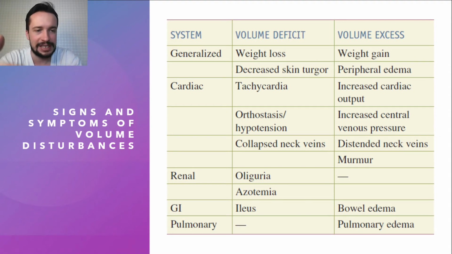And there we see signs and symptoms of volume disturbance. You can see that if we have volume deficit, the patient will have weight loss and decreased skin turgor. If we have excess of volume, the patient will have weight gain and peripheral edema. And then of course we see the cardiac, renal, gastrointestinal and pulmonary systems, and what will happen if they have volume deficit and volume excess.